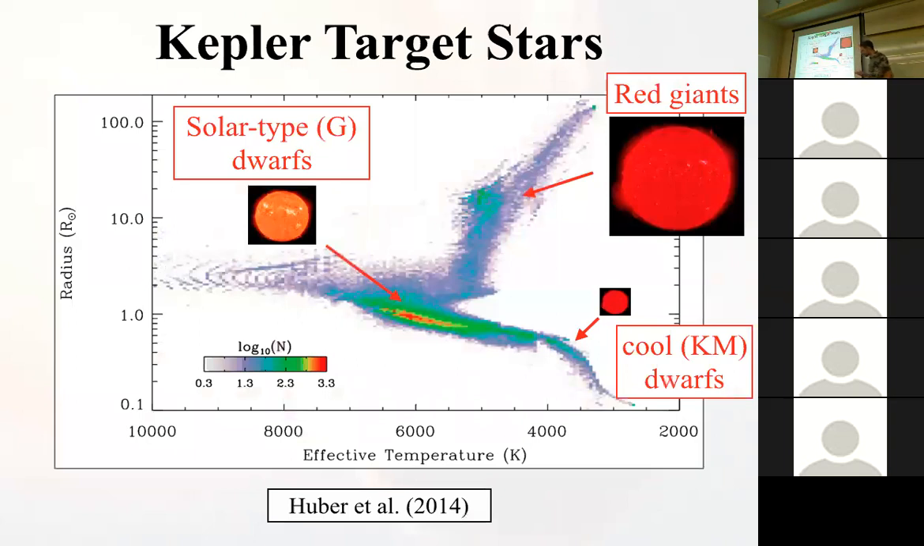So, which stars did Kepler observe? This is an HR diagram, a modified HR diagram showing the radius of the star on the y-axis versus its temperature. Our sun, as a reminder, sits around here, so about 5,800 Kelvin and 1 solar radius. And you can see this is a number density plot, so red is a large number of stars. These are all the stars Kepler has observed.